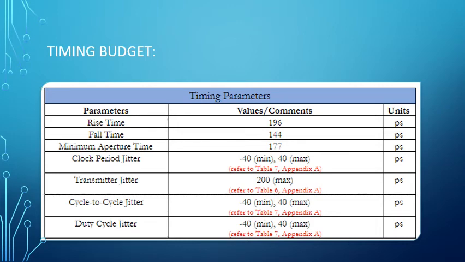For the jitter, you can ignore the references to tables. These jitter values were given to us by the data sheet. The clock period jitter, the cycle-to-cycle jitter, and the duty cycle jitter are all equal to negative 40 to 40 picoseconds. These particular three are under the DDR3 protocol. The transmitter jitter is about 200 picoseconds.